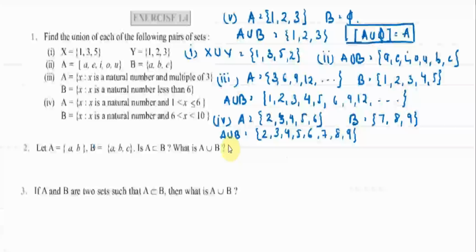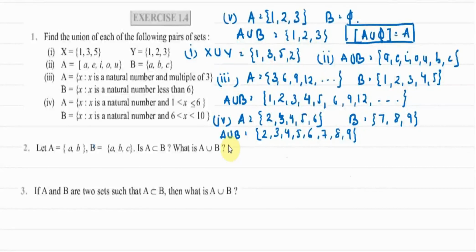So our next question is, let A be equal to {a, b}, B is equal to {a, b, c}. So we are given set A and set B. Now they are asking, is A a subset of B? So the elements of A are a, b. a belongs to B, also b belongs to set B. Therefore we can say that A is a subset of B.